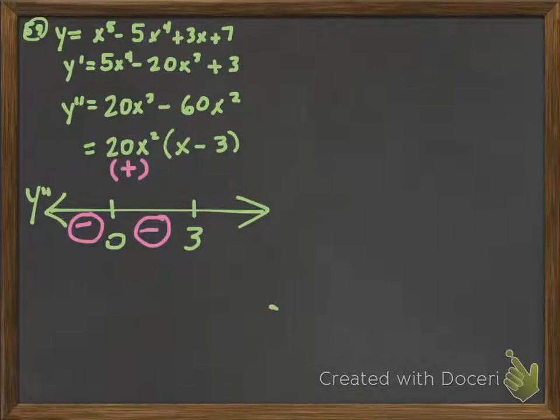Make sense? All right, so then we're going to get a number bigger than 3. We already know the first factor is positive. Maybe 4. 4 minus 3 is positive. Positive. Okay, so where's my point of inflection? 3. It's the only one I have, right?